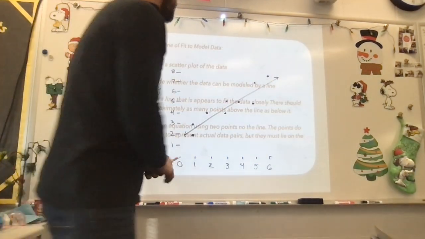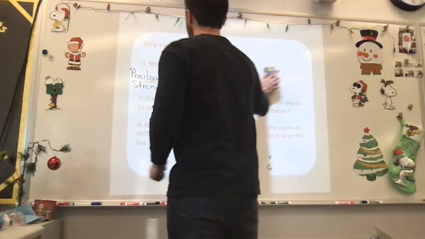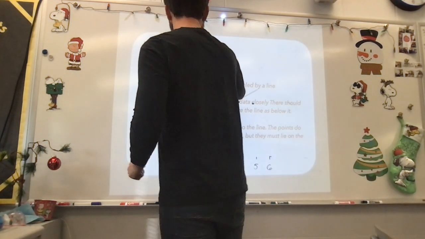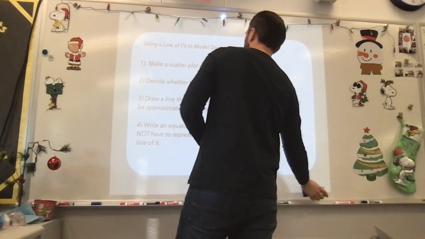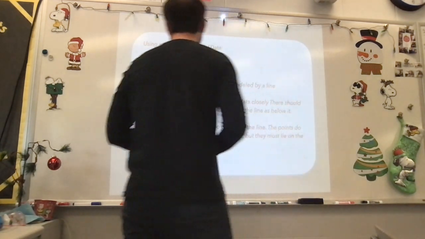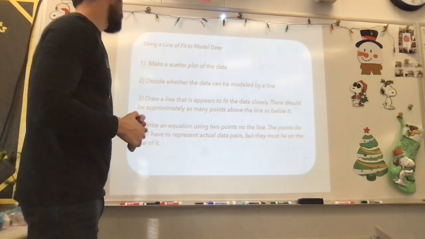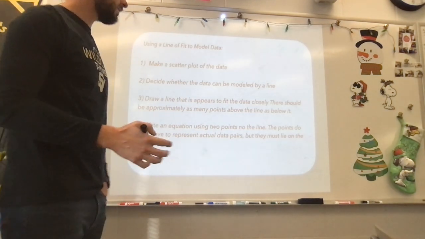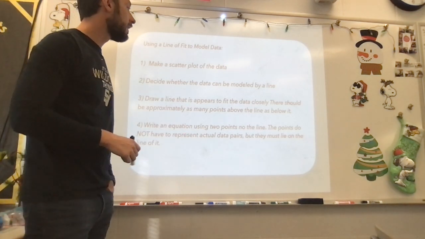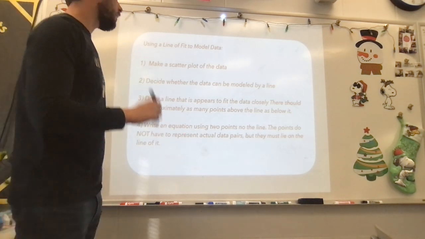Let's skip that one. The next one says using a line of fit to model data. And this slide reads: make a scatter plot of the data. Decide whether the data can be modeled by a line. Draw a line that appears to fit the data closely. There should be approximately as many points above the line and below it.